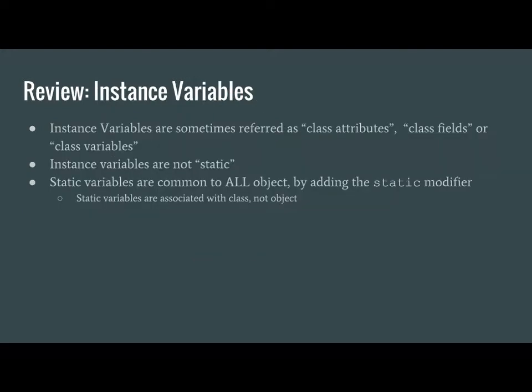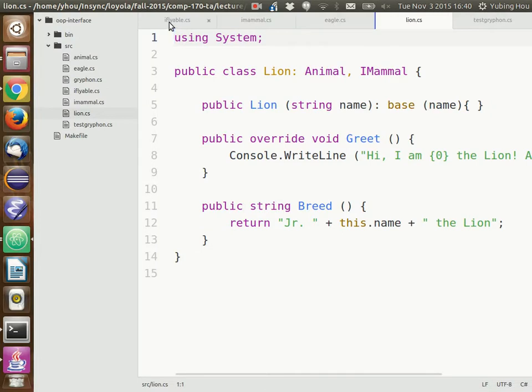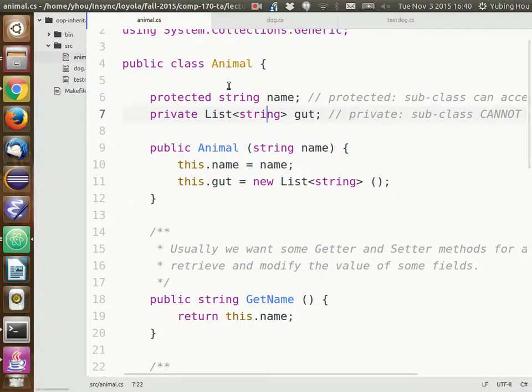Instance variables. Instance variables are used to keep the state of a class or an object. Instance variables are referred to as class attributes, class fields, or class variables in some other programming languages. Instance variables are not static. So notice that for my Animal class, there's no modifier called static here. There's something like protected, private, but there's no static, because they are associated with instances of Animal instead of the class Animal.